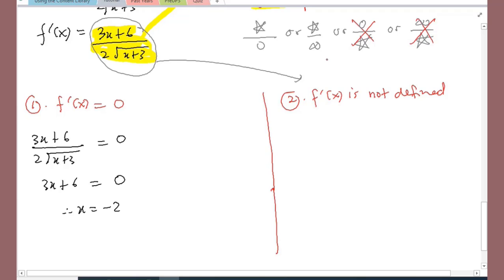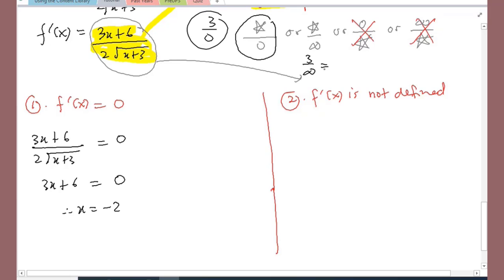Quickly, continue. When this one is equal to something, is it equal to infinity or is it equal to 0? So f prime of x is not defined. What is the problem here? So in this case, let's say 3 over 0. What do we consider this one? This one, 3 over infinity is equal to what?